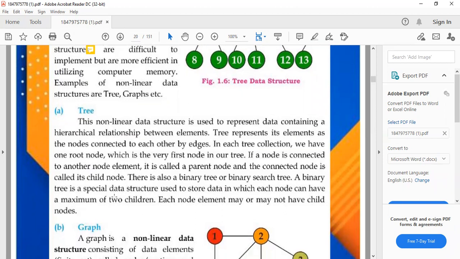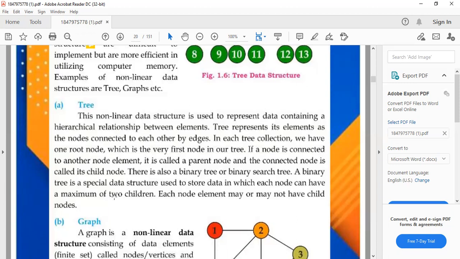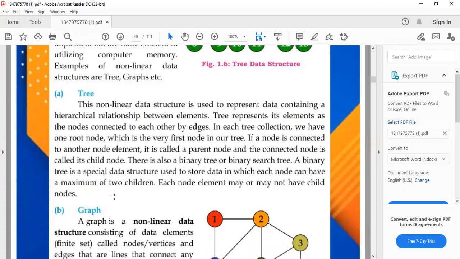There is also a binary tree or a binary search tree. A binary tree is a special data structure used to store data in which each node can have a maximum of 2 children. A binary tree is a very special type of data storage in which a node can have a maximum of 2 children, and each node element may or may not have child nodes. So it is not necessary that the node element has a child. It is a possibility between the two states, yes and no.